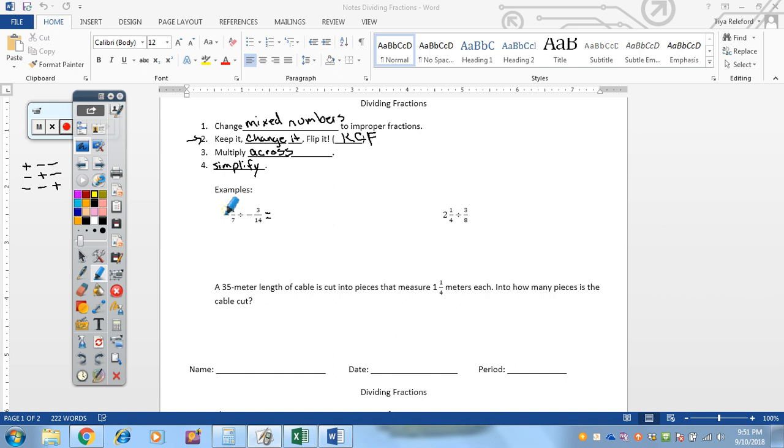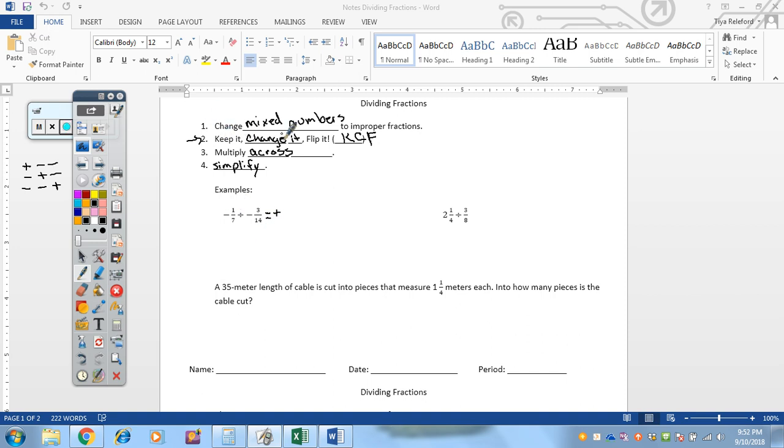So our first problem has a negative divided by a negative. That means our answer is positive. I'm going to write a little positive sign. It's not wrong if you don't put the sign, but this way I don't make a mistake. Now, number one, change mixed numbers to improper fractions. I'm already fractions, so I don't have to do it.